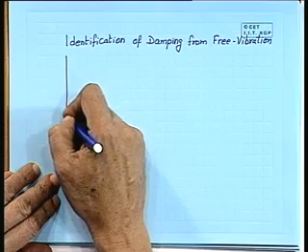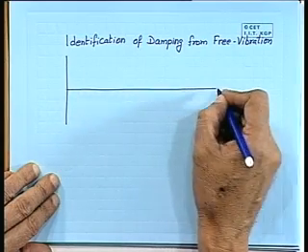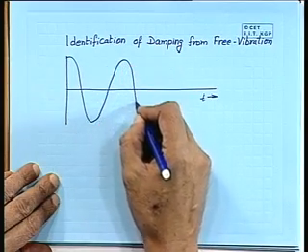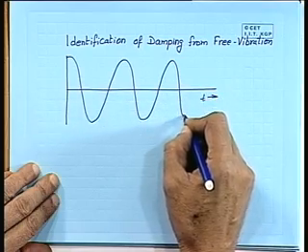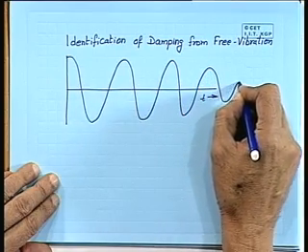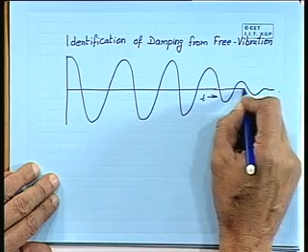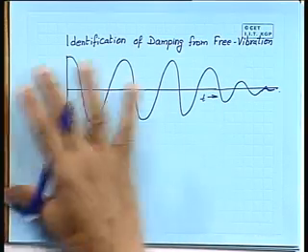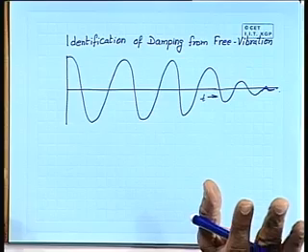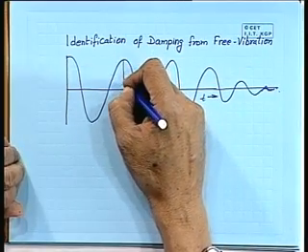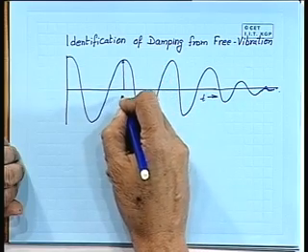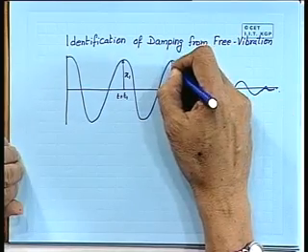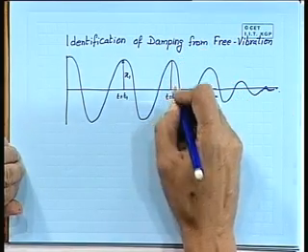So, now let us try to take the response. So, some response is there. It is decaying now. Okay. So, how do we try to find out what is the system damping coefficient here? So now let me assume that this is the maximum amplitude at t is equal to t 1, and we say that this amplitude is x 1, and at t is equal to t 2 the amplitude is x 2.